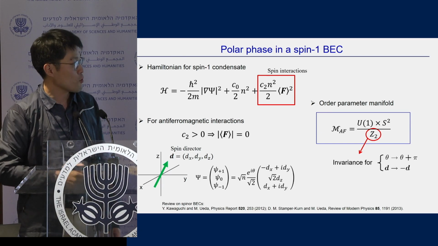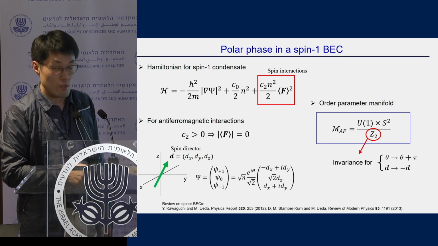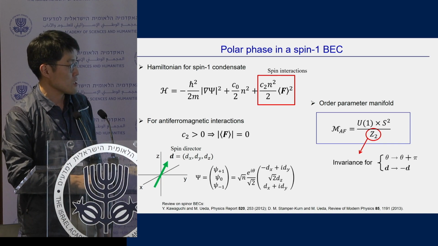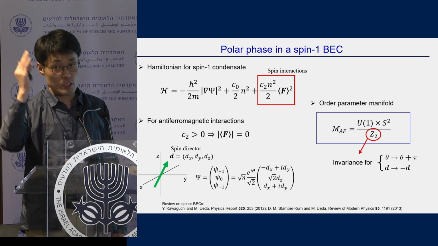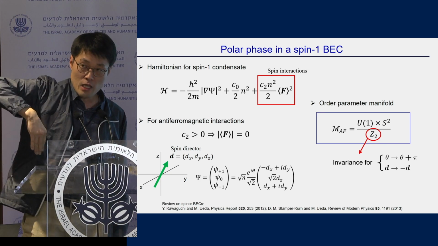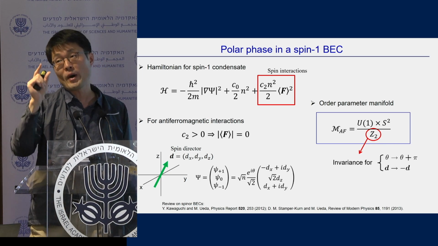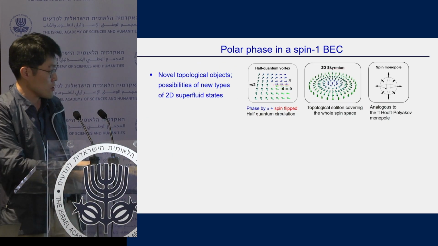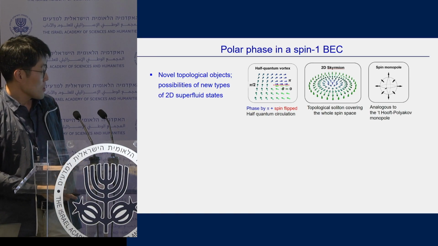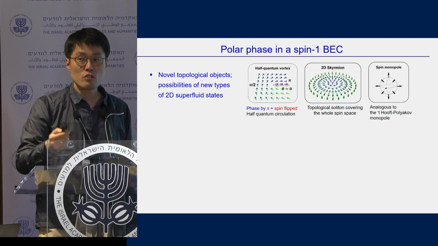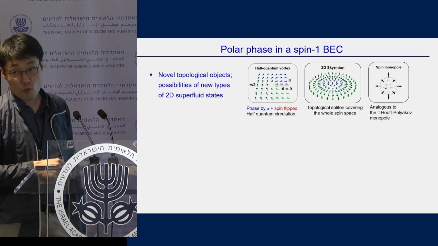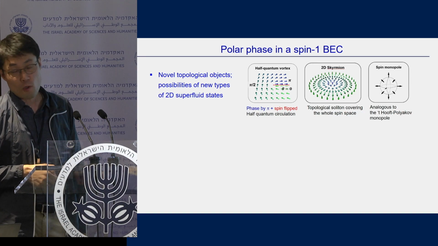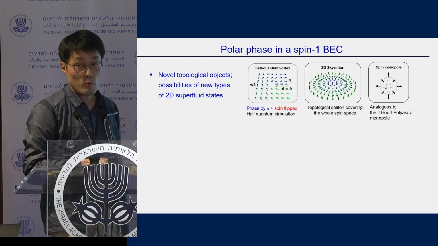The ground state manifold will be given like this one. This U(1) is from the superfluid phase, S2 is the spin rotation, and this divided by Z2 is due to the invariance of this system. This is a polar system, so once you flip it in the opposite direction, then the wave function will have a minus one sign. So it is coupled between the superfluid phase and spin rotations in this manner, a kind of degeneracy over there. Due to this kind of structure of the system, it would have half quantum vortices, and also 2D skyrmions, and also 3D spin monopoles, which are analogous to the Polyakov monopole-like structure there.